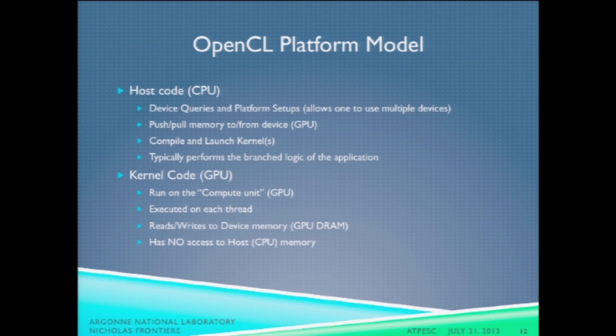So basically, it's going to say, I need to multiply these two arrays. I need to do it 1,000,000 times. The GPU is like, yeah, I can do that. Just tell me what to do and give me the memory. A very key note is, notice this says push and pull memory to and from device. The kernel code has no access to CPU memory. This is an important point, and we're going to get back to it.